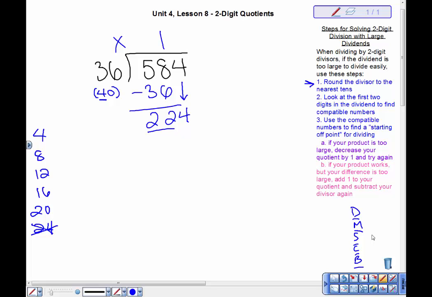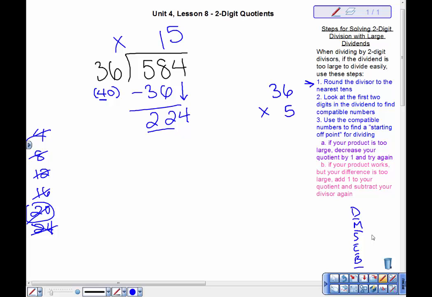Then I cross that out and look at the number that comes right before it. Counting by 4s, I can take 4 away 5 times: 1, 2, 3, 4, 5, and that will give me 20. So let's use 5 as a starting off point. I want to follow the same steps. Even though I've already started dividing, it's still the same steps. We're just working at this in the middle of the problem. So same steps: I'm going to do 5 times 36.